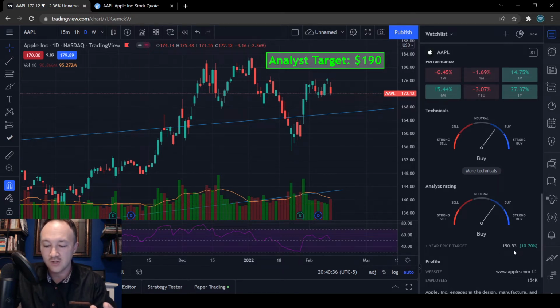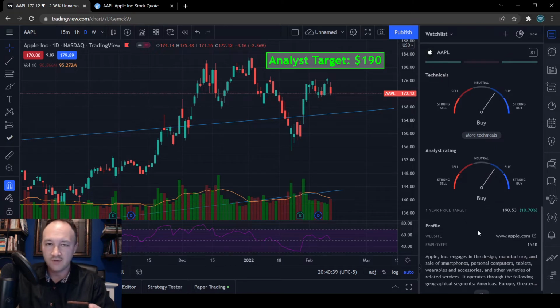$190 is the average. Now, let me caveat everything I'm saying here with, I assume that this is what TradingView is trying to do here with this information. Like I said, they didn't put out a news update with anything about this that I've seen so far. So I'm looking at this information, and I'm pretty sure that's what they're getting at here. 1-year price target of $190.53 on their analyst rating. I think that means they're taking all the analyst information out there and they're averaging it.